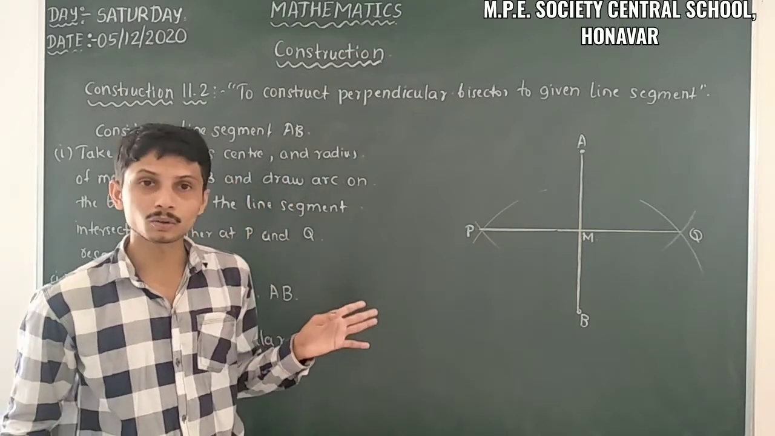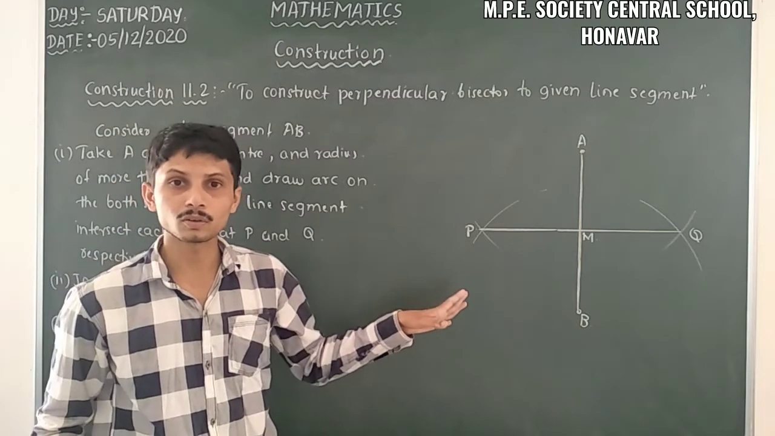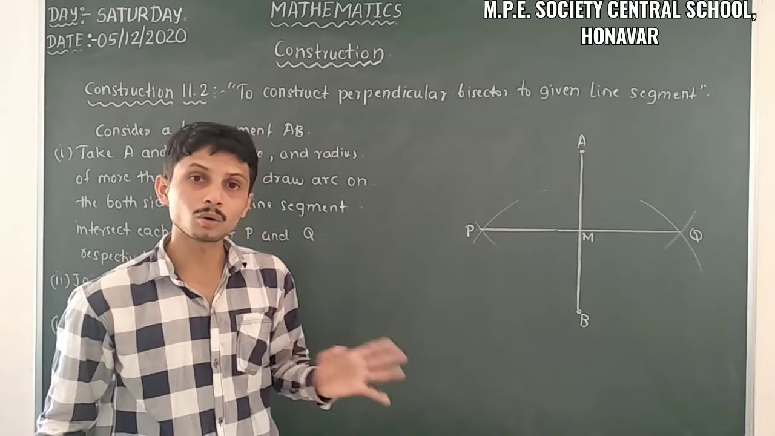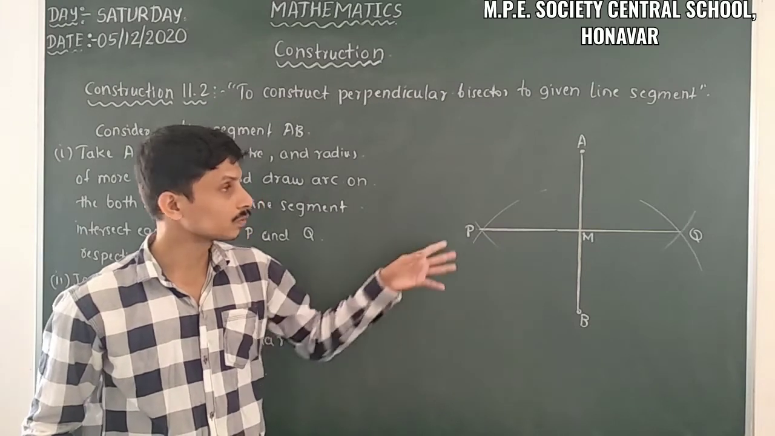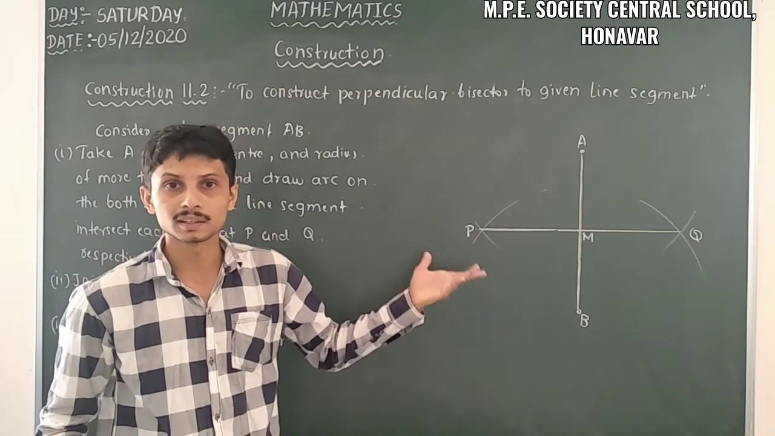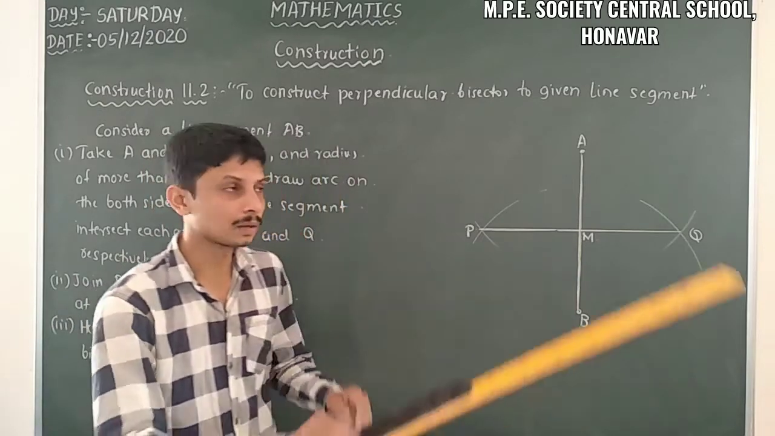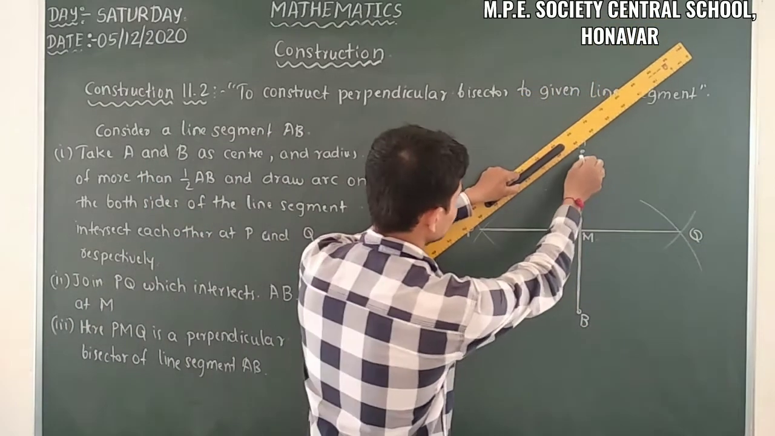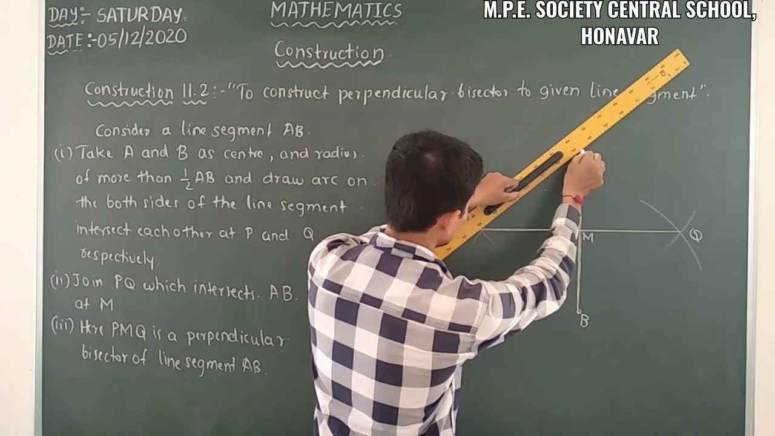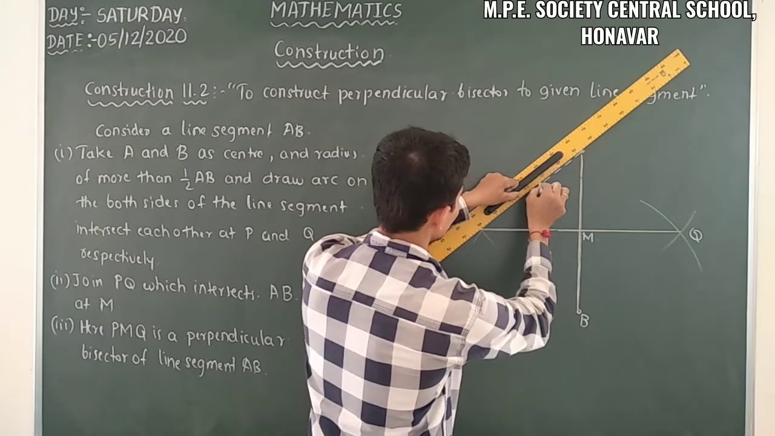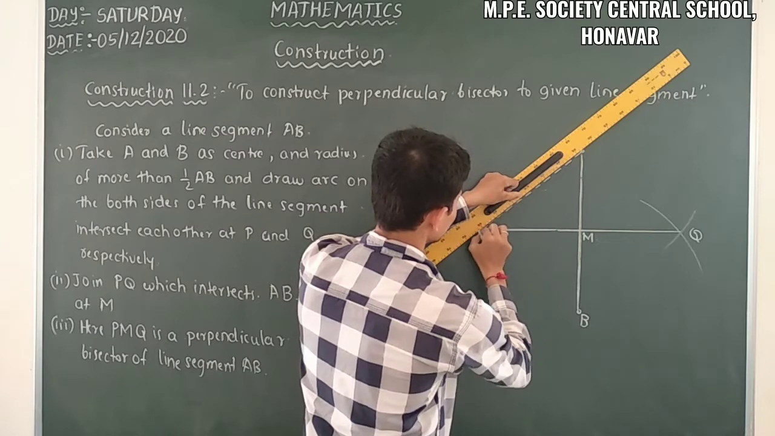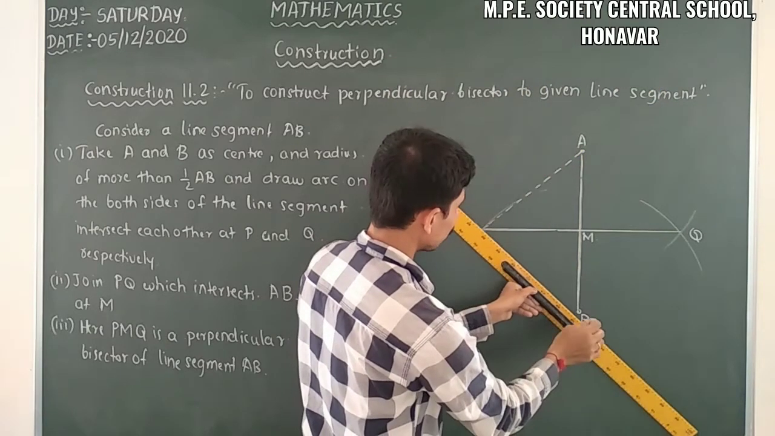Then we have to verify, or justify, our answer. How to justify our answer here? We have to take some triangles. For that we have to join AP, AQ, BP and BQ. So let us join those here. I will join them with dotted lines.